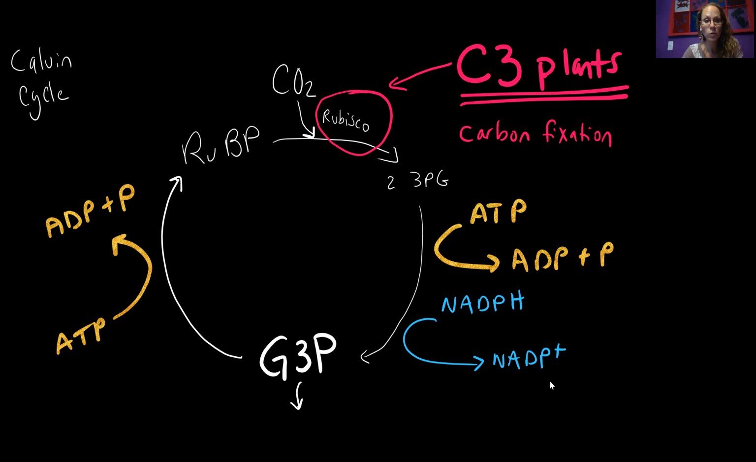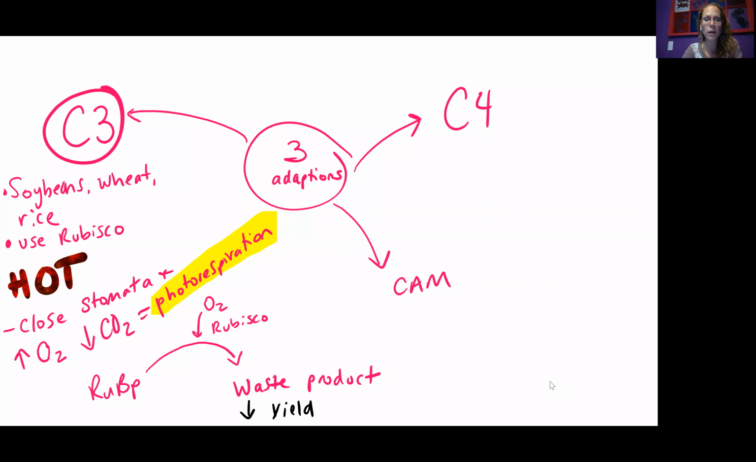That's all fine during cool weather conditions when those stomata are open, but when the stomata are closed, we run into some issues. Under hot conditions, plants in the C3 category, such as soybeans, wheat, and rice, will have a high amount of oxygen in the cells and a low amount of carbon dioxide. The Rubisco enzyme gets confused, and instead of adding carbon dioxide, which is at such a low level, it adds the oxygen gas to the RuBP.